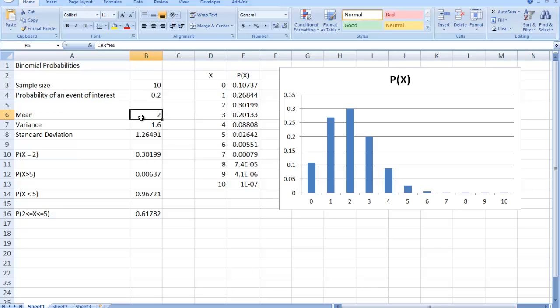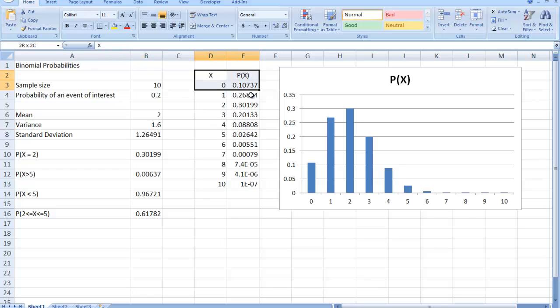The mean for the binomial probabilities, you can see it's equal to B3 times B4, which is the sample size times the probability of the event of interest. So that's 10 times 0.2 or 2. The variance is B6 times 1 minus B4. So that's the mean times 1 minus 0.2. We get 1.6. The standard deviation is just the square root of the variance.